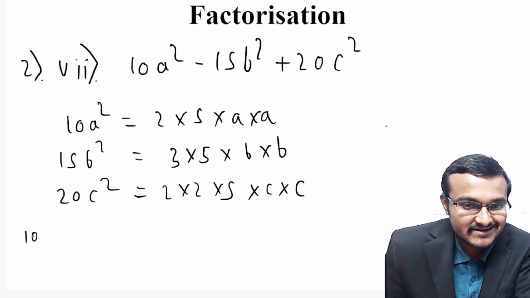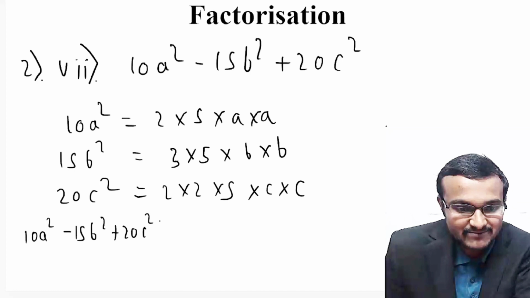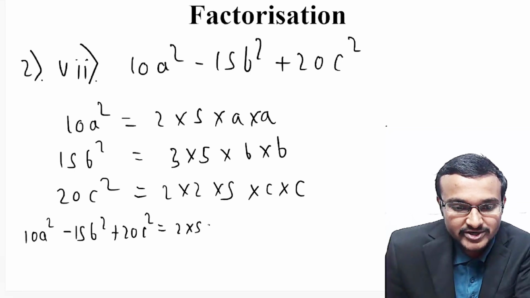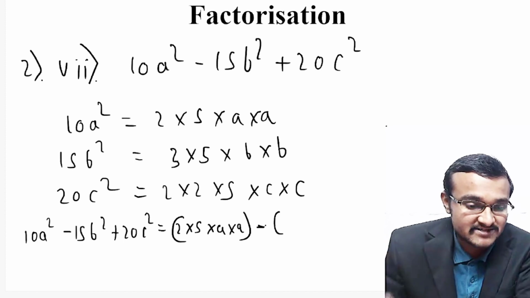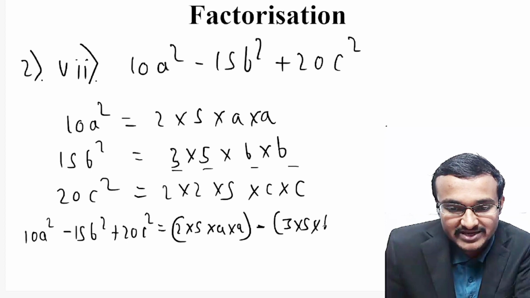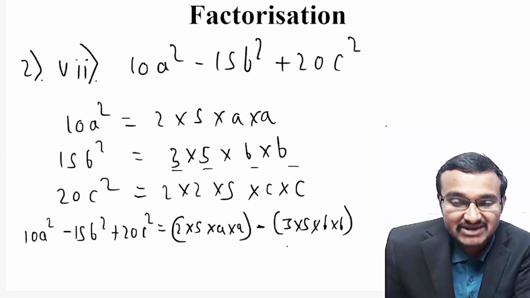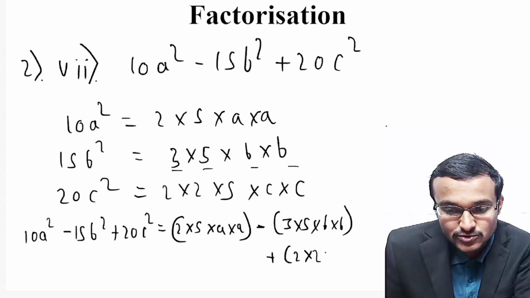Now here 10a square minus 15b square plus 20c square can be written as 2 into 5 into a into a, minus 15b square. Inside the bracket you should write it, because the minus should be applied for all the factors of 15b square. So 15b square you write inside the bracket, that is 3 into 5 into b into b. Next, plus 20c square is there, plus open the bracket, what is 20c square? 20c square is 2 into 5 into c into c.